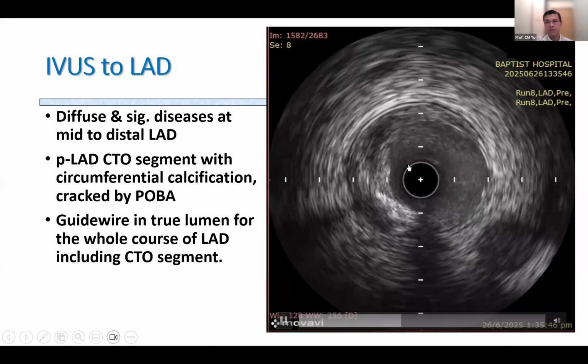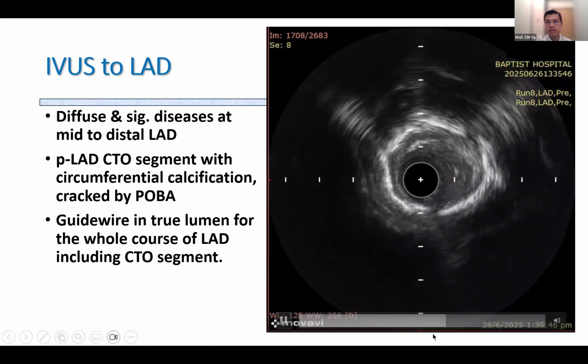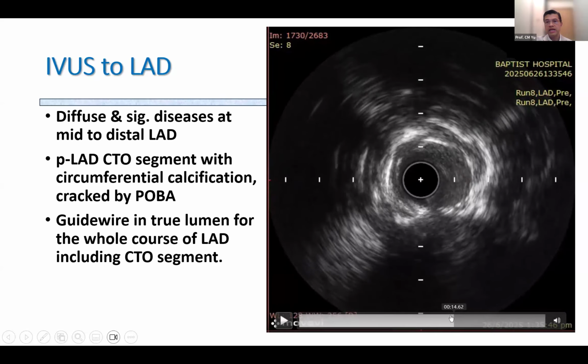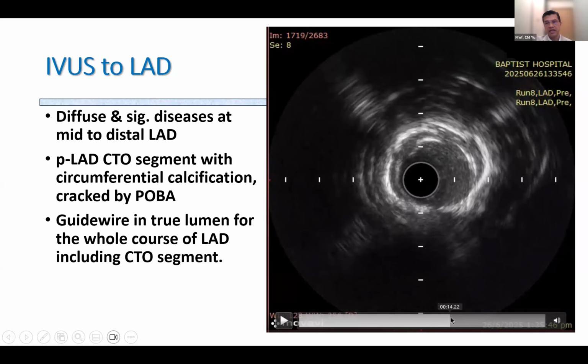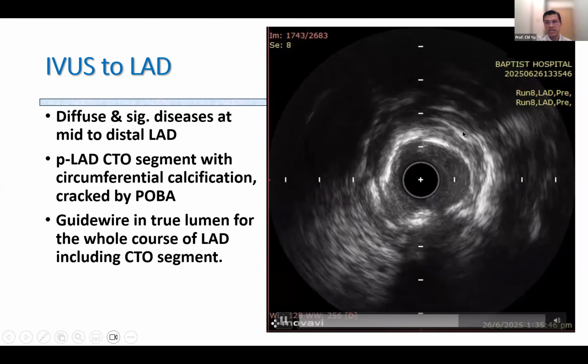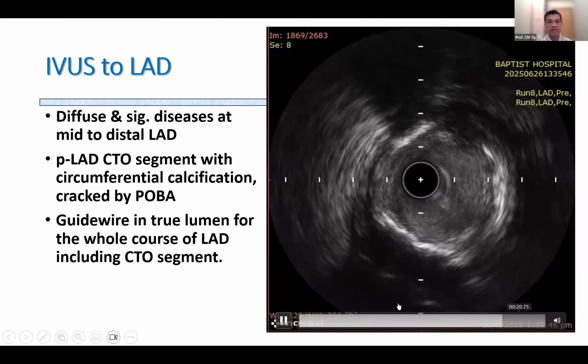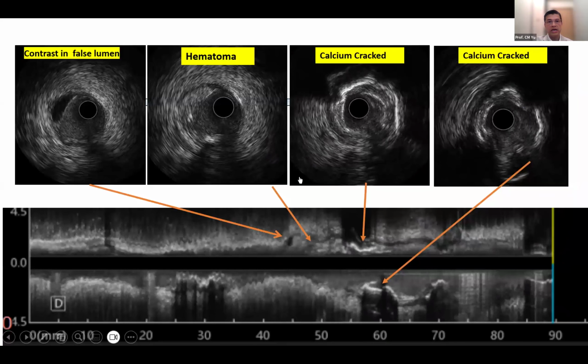But I think the essential point is that the course of the guide wire is all in the true lumen, as shown here. And it's very nicely showing in this segment that in fact it was a circumferential, even more than one layer of calcium. But I think the wire goes right in the middle, and also the balloon was able to crack multiple regions of the circumferential calcification. So here it shows the summary.